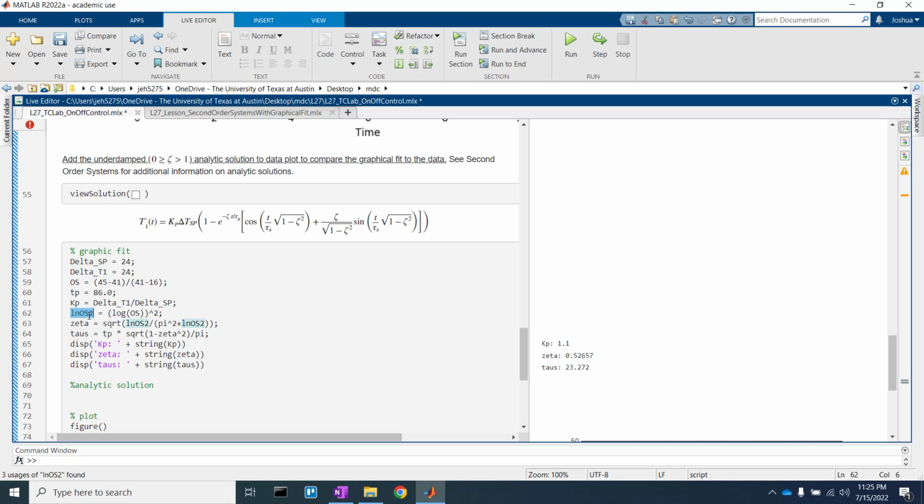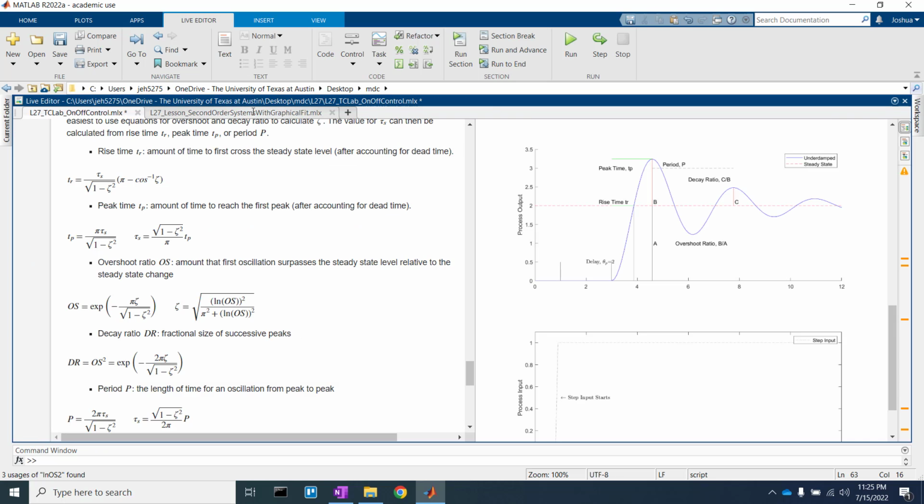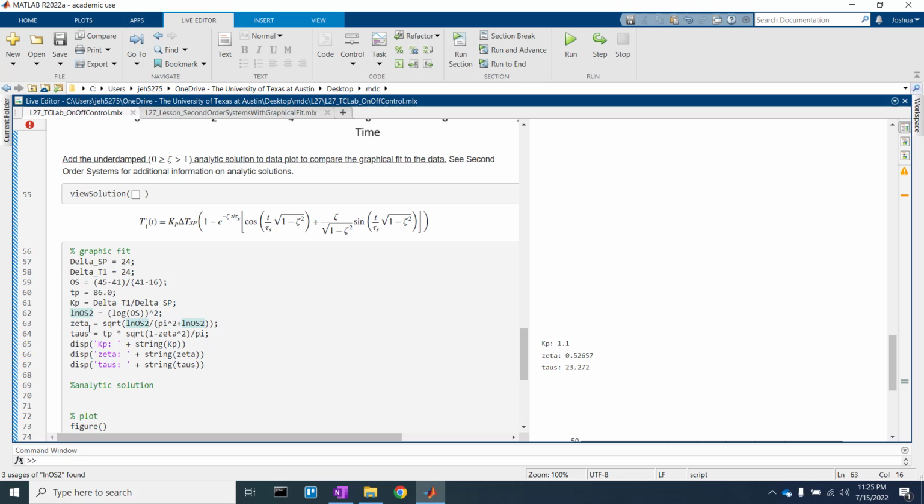Our ln OS, so the log of our overshoot, and then zeta, that's just simplifying this. It is the square root of the log of our overshoot squared divided by pi squared plus the log of our overshoot squared. So you see that right there, and we take the square root of that, and that's how we get our zeta.